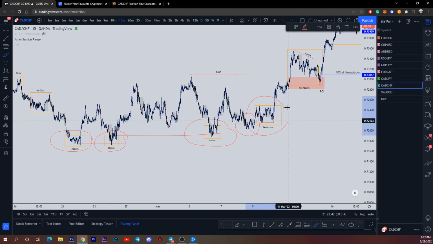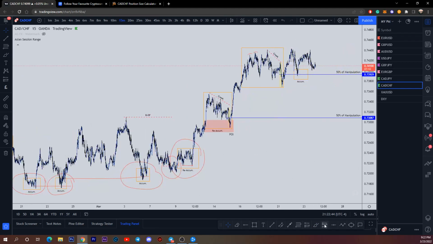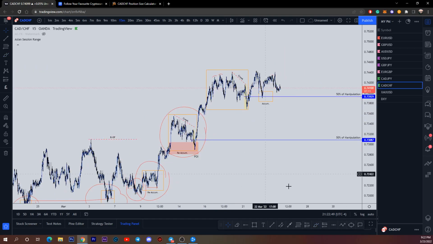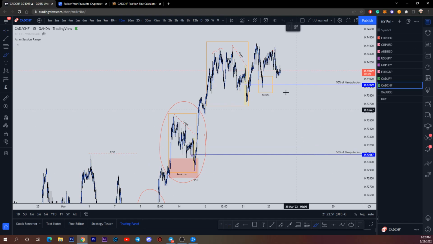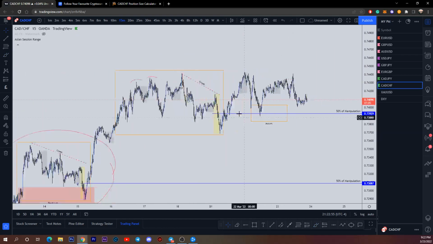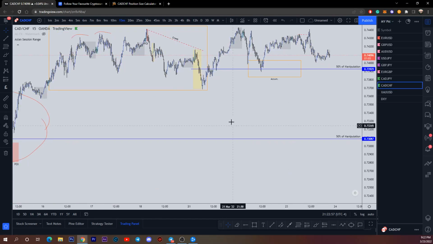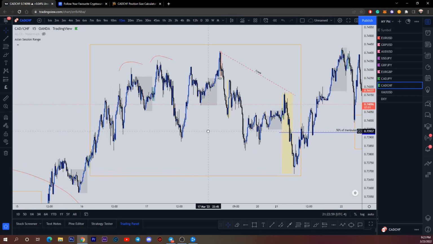Now we have a reaccumulation. Okay. What do you think is going to happen again? Reaccumulation. But let's look at this one, right? This reaccumulation is different. This is exactly what I showed you guys. This looks like a distribution.